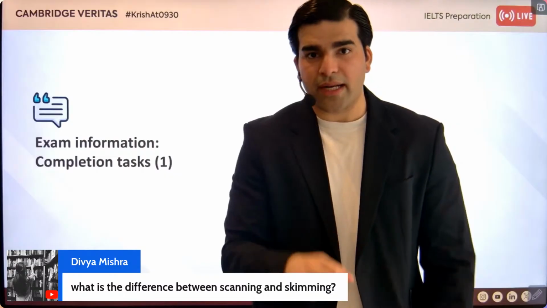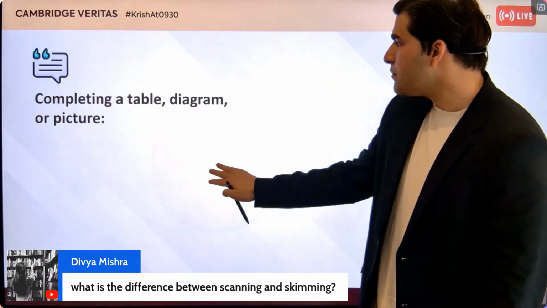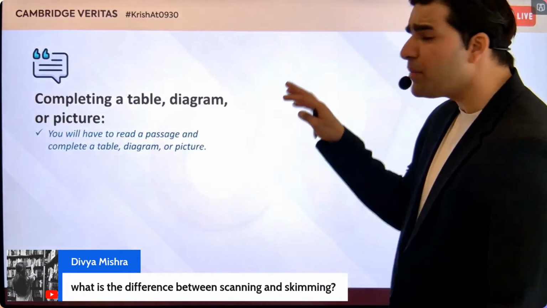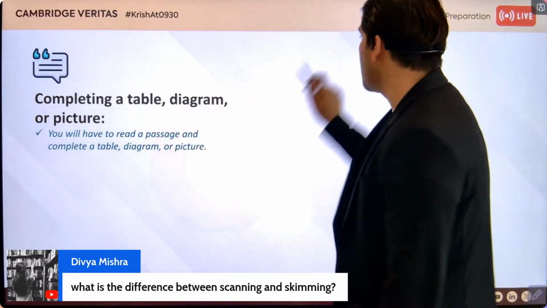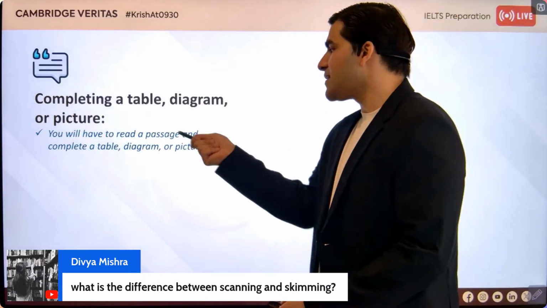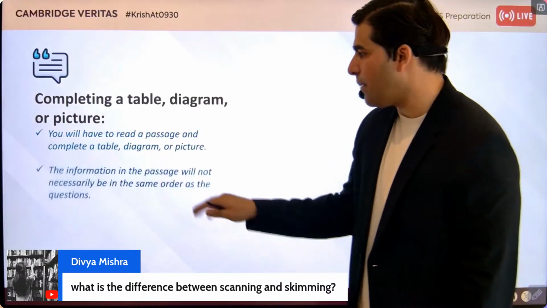What we are going to look at right now is table completion as well as diagram completion. But there are 4 things that you need to focus on. Please have a look. Number 1, you will have to read a passage and complete a table, diagram, or picture whenever these types of questions come.